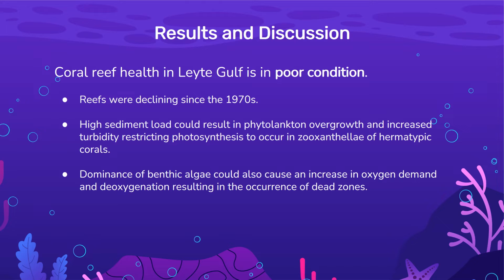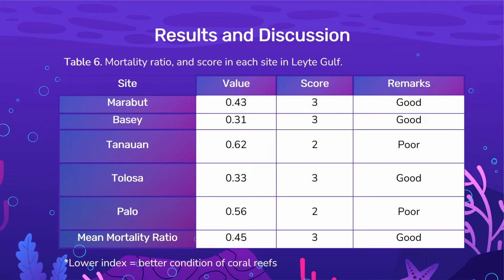High sediment load could result in phytoplankton overgrowth and increased turbidity, preventing light from going through the water column. This restricts photosynthesis in the zooxanthellae of hermatypic corals. Dominance of benthic algae could also cause an increase in oxygen demand and deoxygenation, resulting in the occurrence of dead zones. The table shows the mortality ratio calculated in each site in Leyte Gulf.